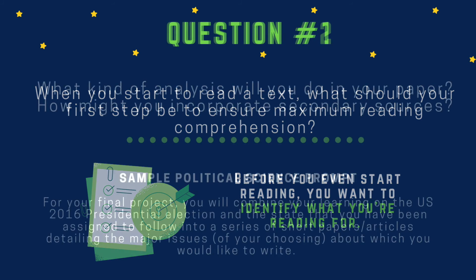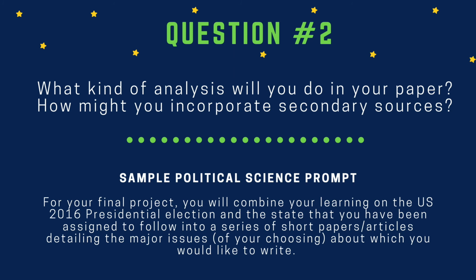Next, let's review this excerpt of a prompt from a political science class. For your final project, you will combine your learning on the U.S. 2016 presidential election and the state that you have been assigned to follow into a series of short papers or articles detailing the major issues of your choosing about which you would like to write. Take a moment to look over this prompt and identify what kind of analysis you might be doing, and think about how you might incorporate secondary sources. Pause the video for as long as you need and play when you're ready to hear what our thoughts were.